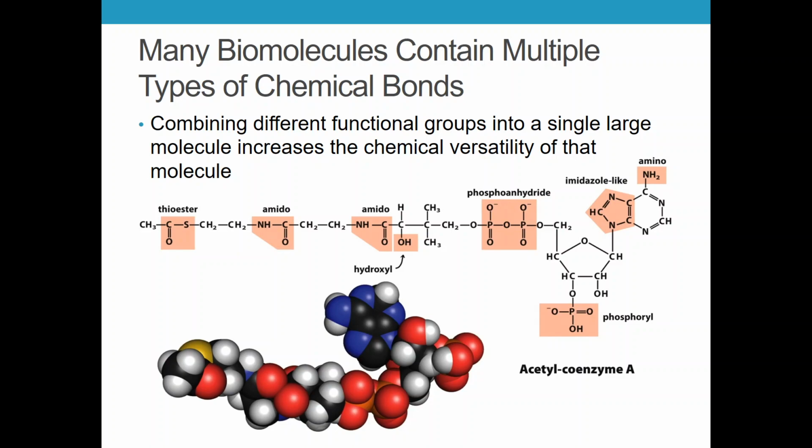But the point here is to really get you to start thinking about the modularity of biological molecules. If you have a functional group that is capable of a certain type of chemistry, and then you tack it into a larger molecule that has other functional groups, if you view this like a Lego sort of approach, you're putting together these modules that collectively give you some desired behavior.